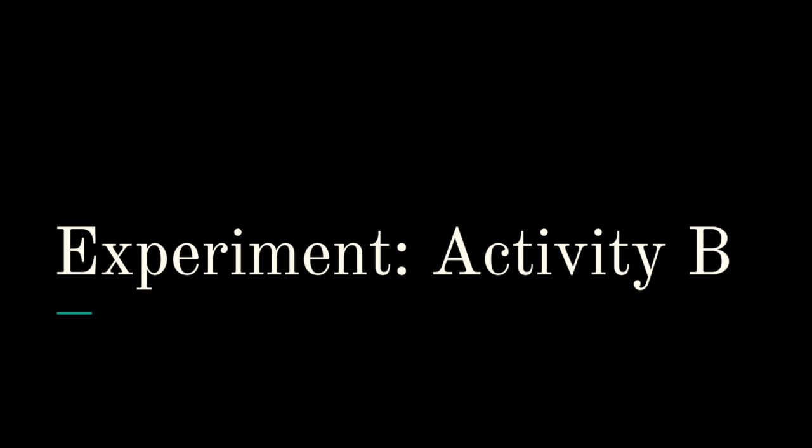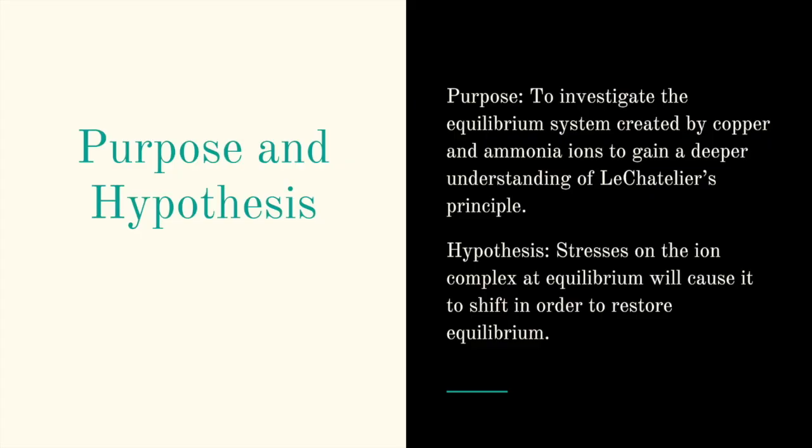So after the introductory activity, we moved on to our experiment called Activity B. Our purpose was to investigate the equilibrium system created by copper and ammonia ions to gain a deeper understanding of Le Chatelier's principle. Our hypothesis was stresses on the ion complex at equilibrium will cause it to shift in order to restore equilibrium as stated in Le Chatelier's principle.